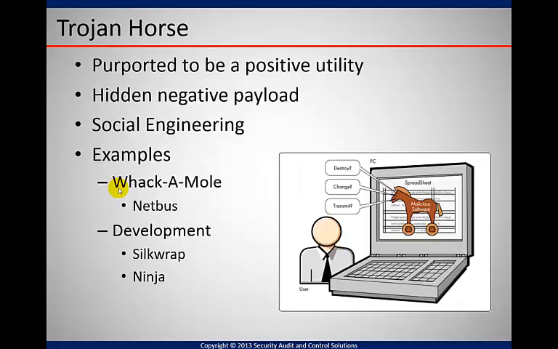A Trojan horse is an application purported to be a positive utility, however it has a hidden negative payload. It is often used in social engineering to obtain information for further attacks. An example I've seen is Whack-A-Mole, which, if you ever played it, meant you were infected with a NetBus Trojan. You can also wrap your own Trojan applications using tools such as Silkwrap and Ninja. Although it's not recommended to do that, it's part of the training to understand that there are these risks. However, those will be detected by antivirus software.